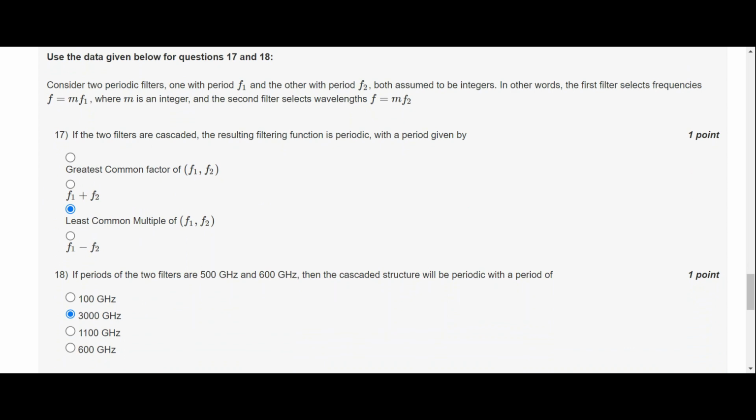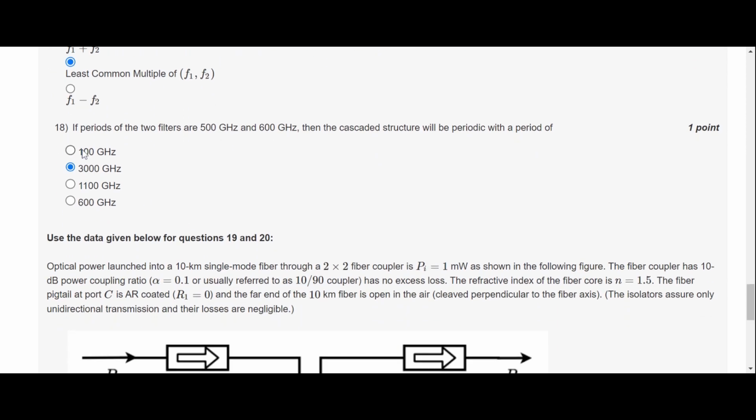Use the data given below for questions 17 and 18. Consider two periodic filters, one with period f_1 and the other with period f_2, both assumed to be integers. In other words, the first filter selects frequencies f equals m f_1, where m is an integer, and the second filter selects frequencies f equals m f_2. If the two filters are cascaded, the resulting filtering function is periodic, with a period given by. If the periods of the two filters are 500 GHz and 600 GHz, then the cascaded structure will be periodic with a period of.